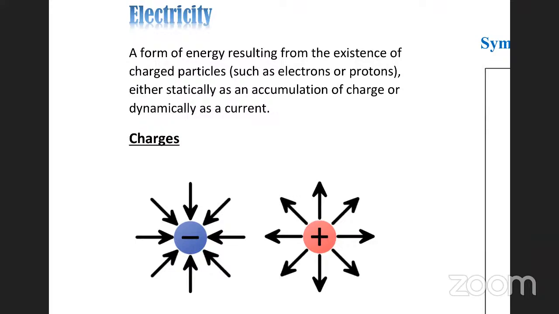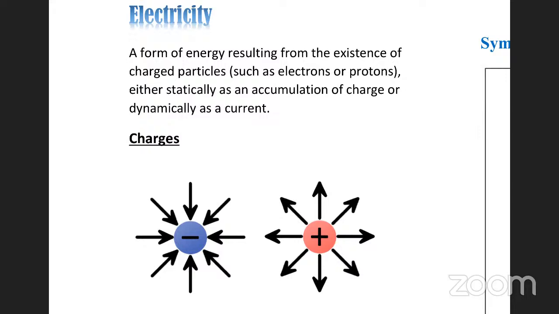All right, a form of energy resulting from the presence of charged particles, such as electrons or protons, either statically as an accumulation of charge or dynamic current. So all this is saying here, if you have charge that's not moving, that's called static charge or static electricity. If on the other hand, you have charge that's moving, it's called current.